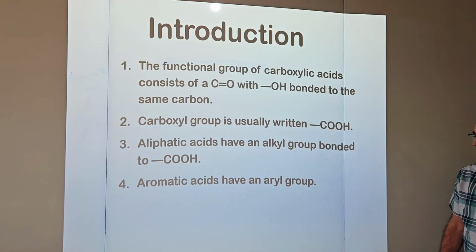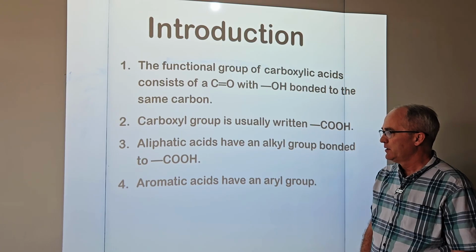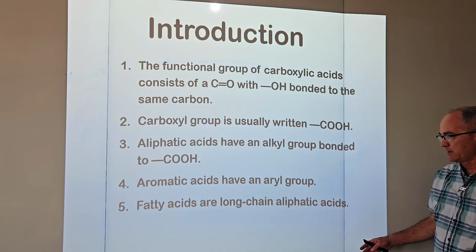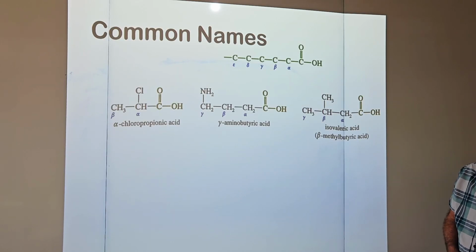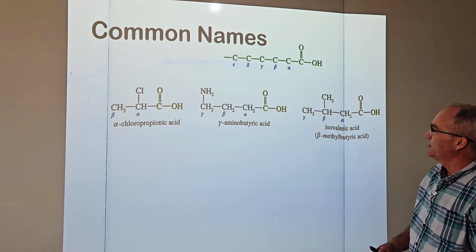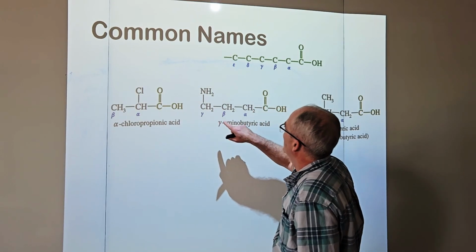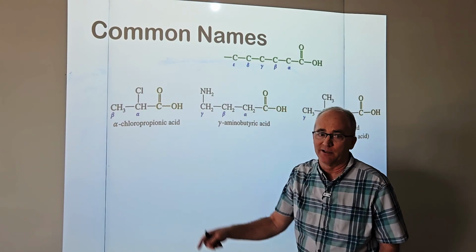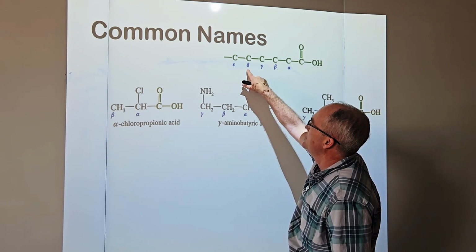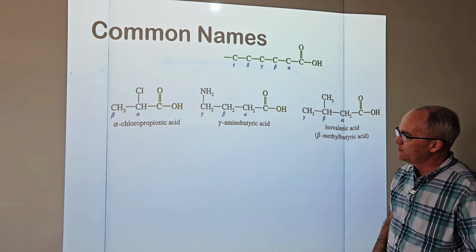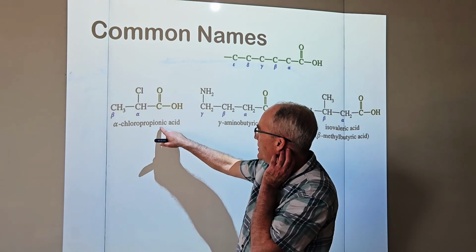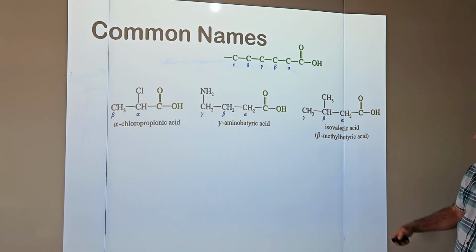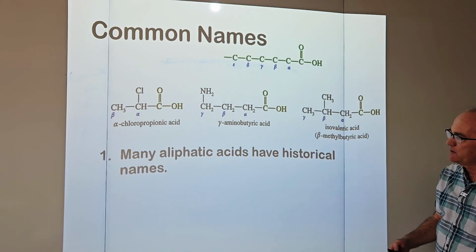Aromatic acids have an aryl group, and you're familiar with benzoic acid. So fatty acids, long chain aliphatic acids. Fatty acids, kind of synonyms. Common names. I don't know how common these are, but anyway, they use the Greek alphabet: alpha, beta, gamma, delta, and epsilon, corresponding to A, B, C, D, and E in the alphabet we use. And so this alpha-chloropropionic acid, alpha-aminobutyric acid, two common names. So history just developed and gave us these names.